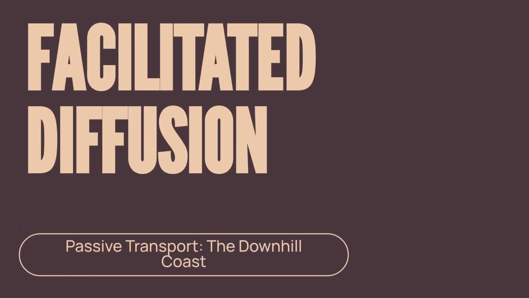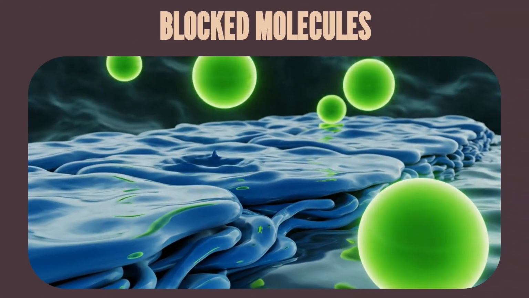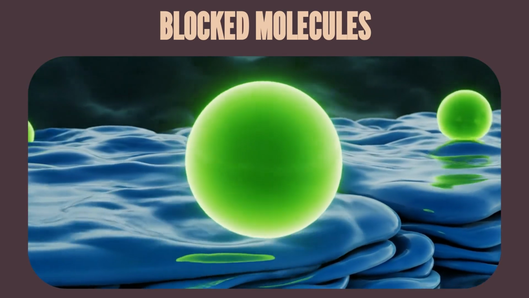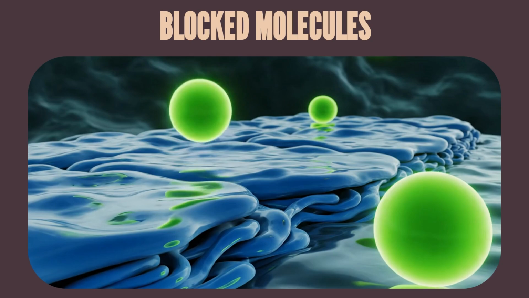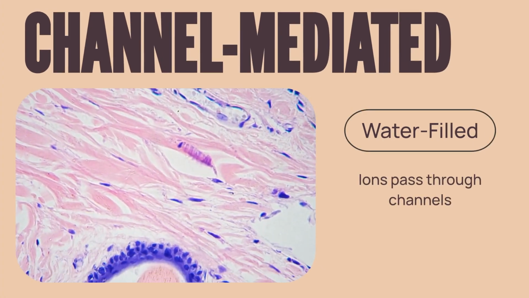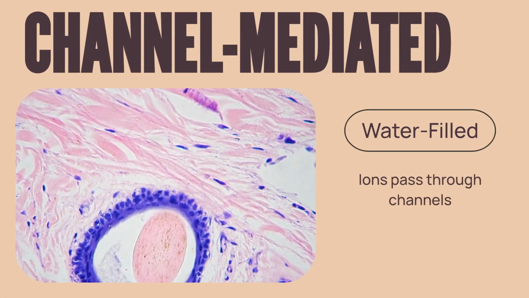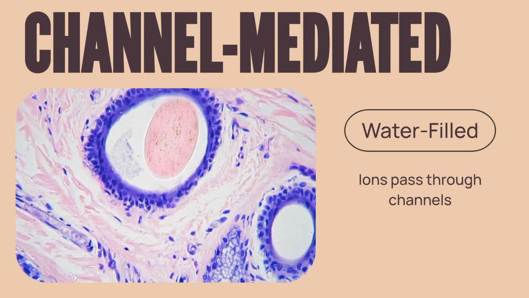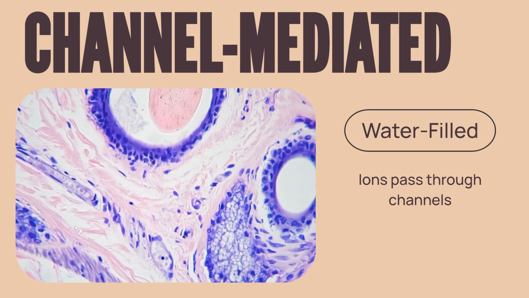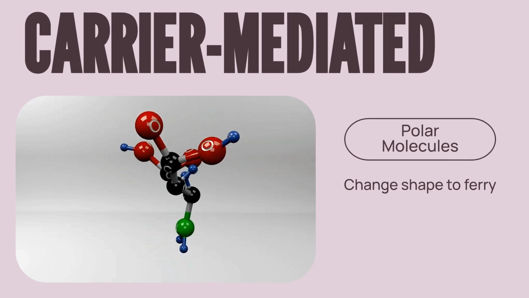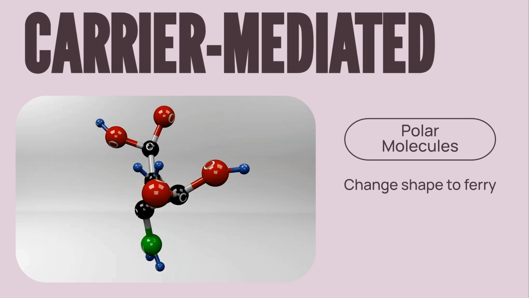Number 2, facilitated diffusion. Some molecules, like simple sugars, amino acids, and charged ions, are blocked by the non-polar lipid bilayer. They need help or facilitation from special transport proteins. Channel-mediated diffusion uses water-filled protein channels to let specific charged ions, like sodium, pass through. These can be either leak channels or gated channels. Carrier-mediated diffusion uses carrier proteins that physically change their shape to ferry polar molecules, like glucose, to the other side.